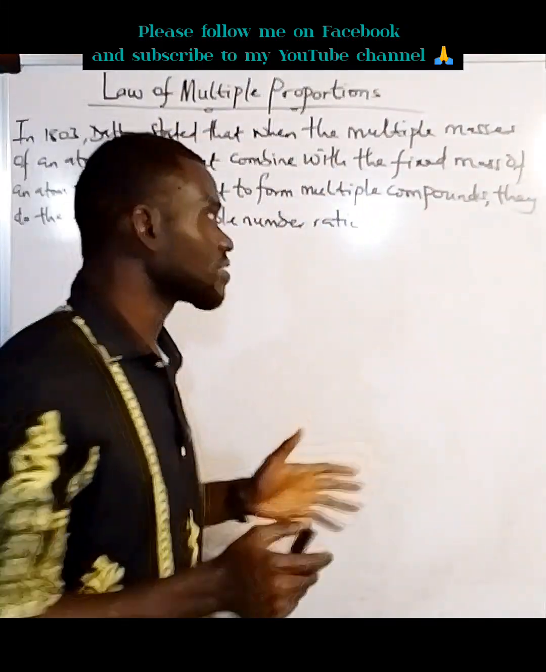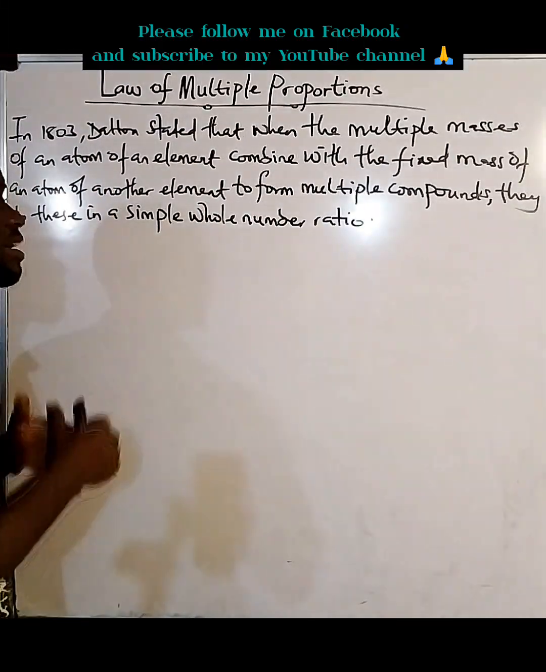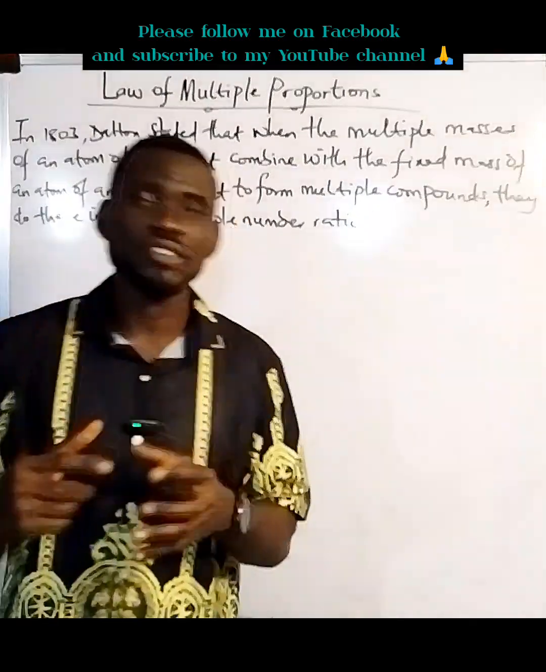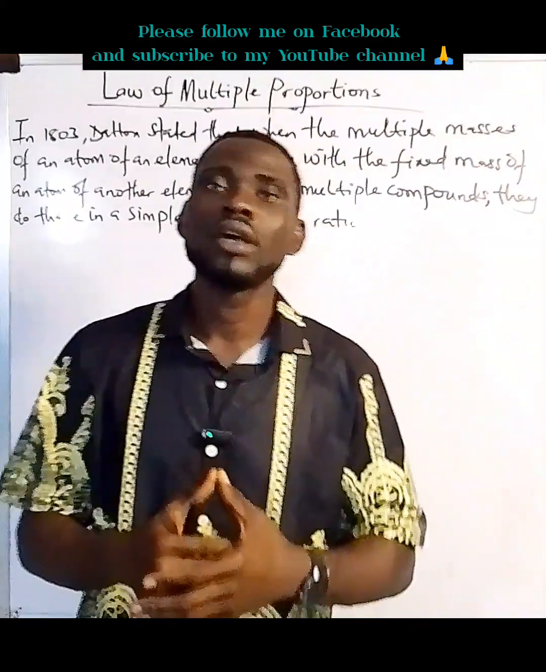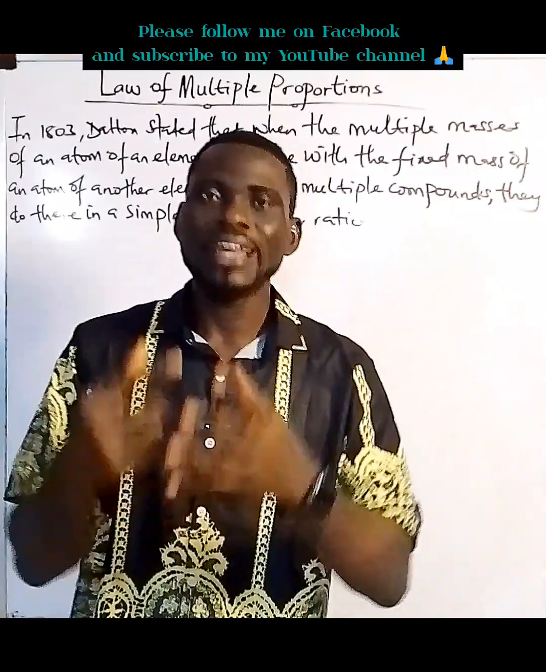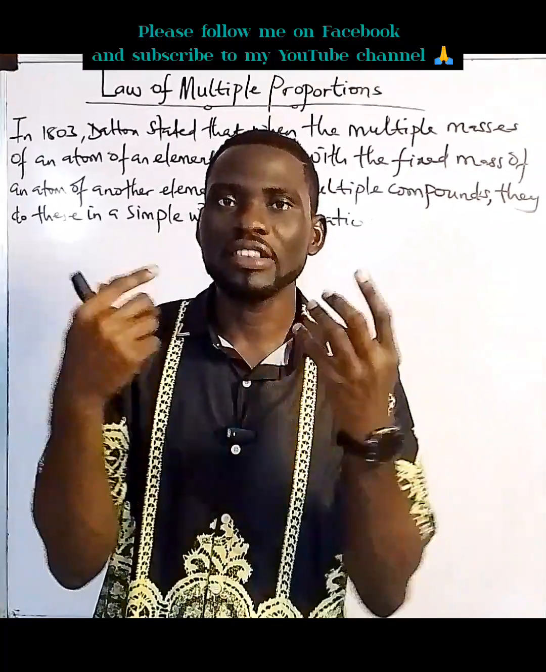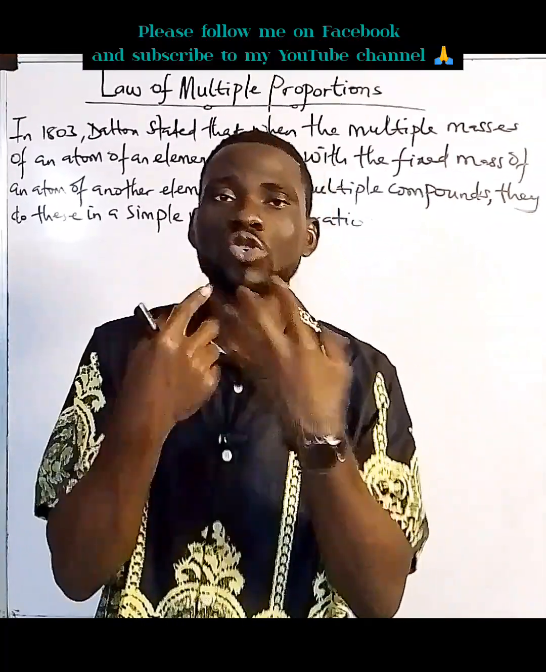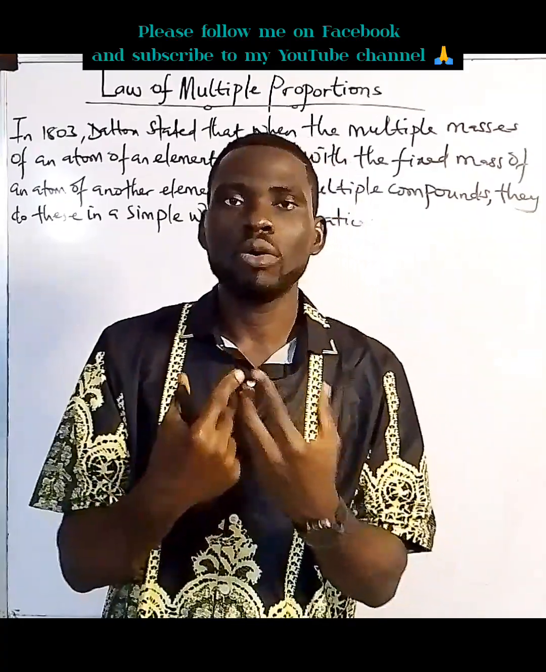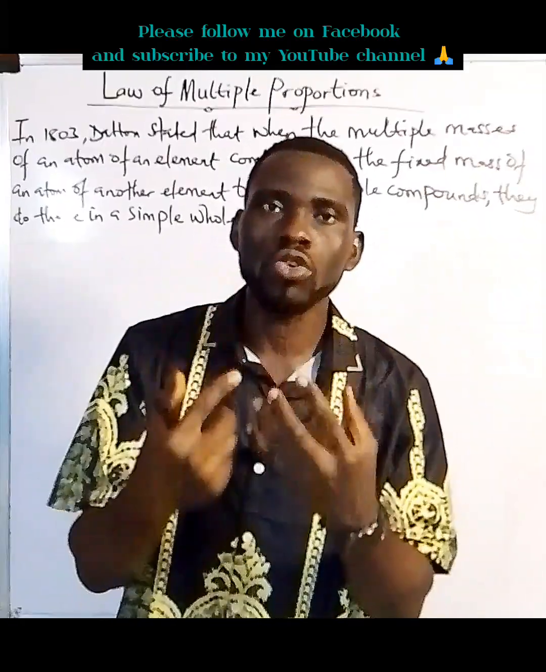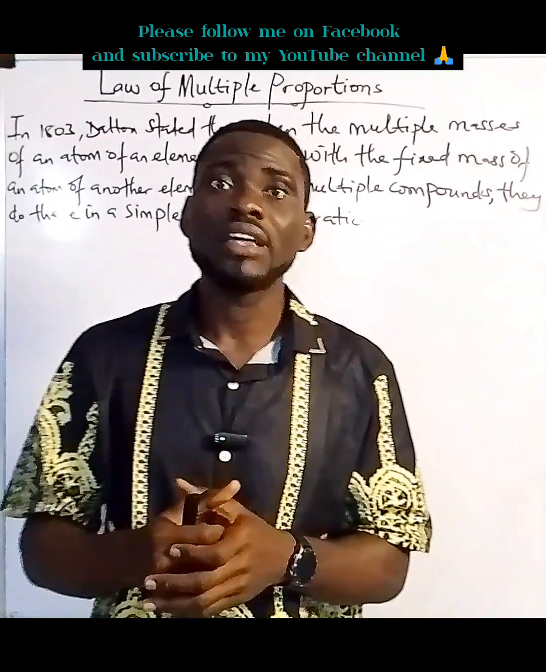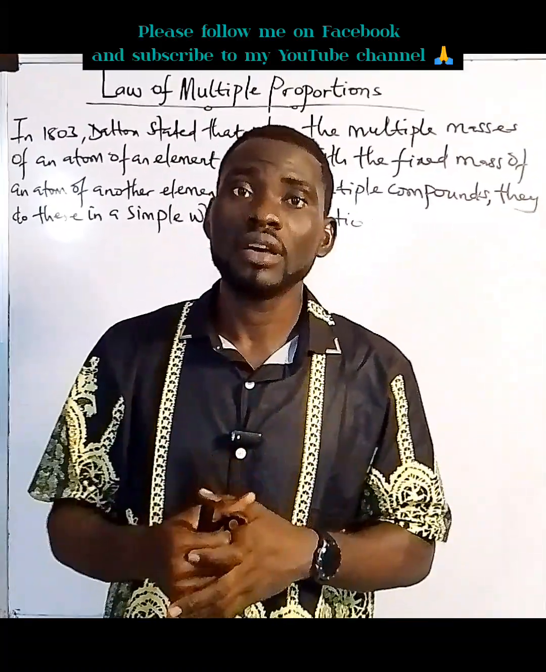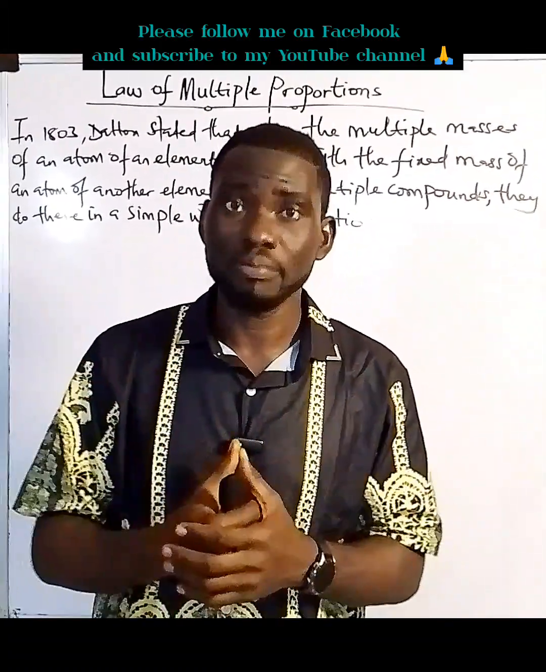So according to John Dalton, each time the various masses of a given element combine with the fixed mass of another element, they do so in a simple whole number ratio. They do so in a ratio format. But what kind of ratio format is this? In a simple whole number ratio format. So we're going to be looking at a couple of calculations that will help buttress this point.